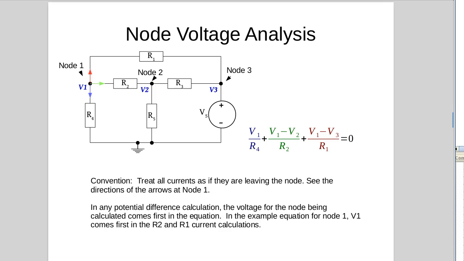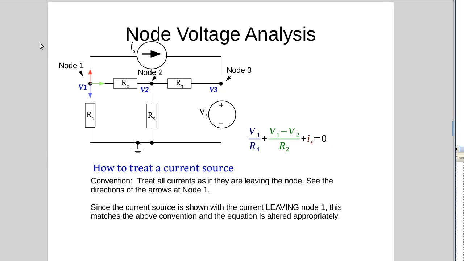So when you do this, draw currents leaving the node. That helps you work out what happens when you have a current source instead of a voltage source. If we're dealing with node 1, then we've got V1, we've got V1 minus something, V1 minus something. So when we're dealing with V1, node 1, it's always first in the equations. If we're dealing with node 2, then it would be first in its equations.